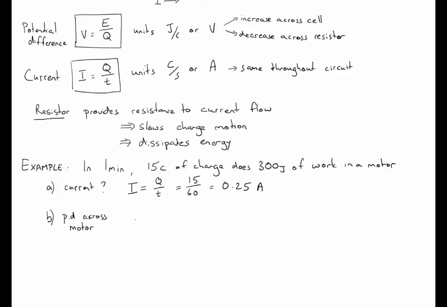So for the second part of the question, what is the potential difference across the motor? So potential difference is the amount of energy lost across the motor per unit charge. So for every charge that goes through there, how much energy is lost. So every coulomb of charge, how much energy is lost. So we have 300 joules of energy, because that's how much work has been done, divided by the amount of charge, which is 15, which of course gives us 20 volts. So we know we have a potential difference of 20 volts across that motor.